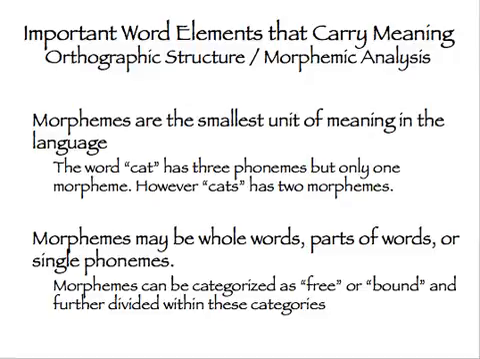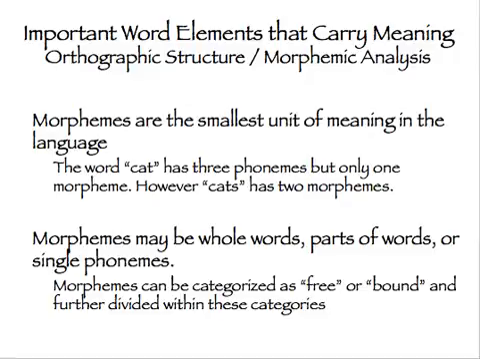The word cat has 3 phonemes, k, a, t, but only one morpheme. It's the chunk C-A-T together, which means a type of animal. However, cats has 2 morphemes. Cat is a morpheme, and the letter S that represents the sound and plural is a second morpheme. So morphemes may be whole words, as in cat, parts of a word as a suffix, or a single phoneme.